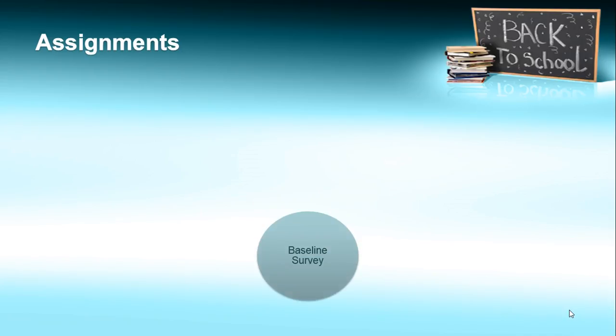There are 4 assignments in this course. The first one is going to be the baseline survey, which is just an exercise for you to evaluate yourself using a rubric related to the use of technology in education, and then your answers to 3 questions based on that exercise. You're also going to set up an e-portfolio, and this portfolio will be useful for the entire program that you're enrolled in.